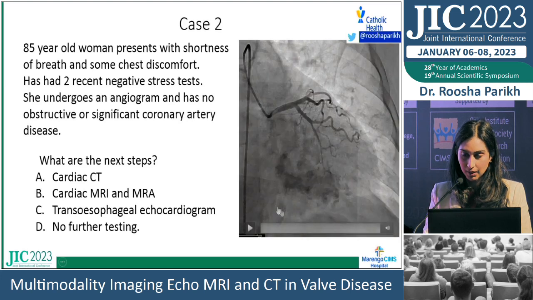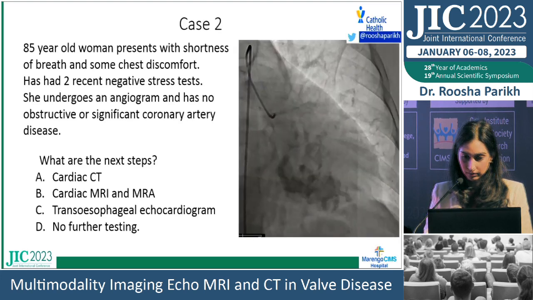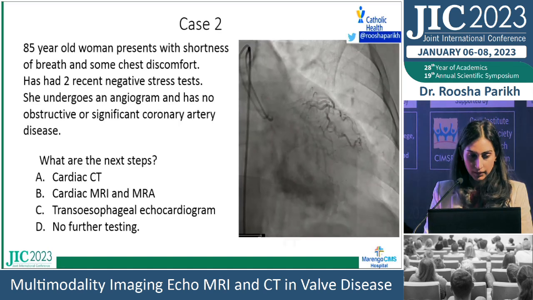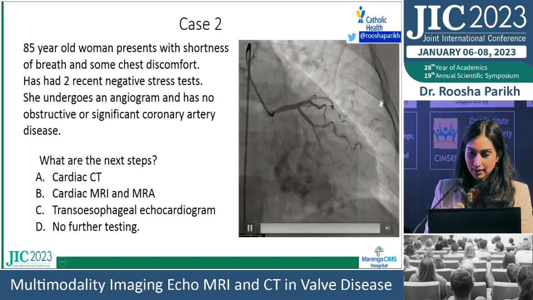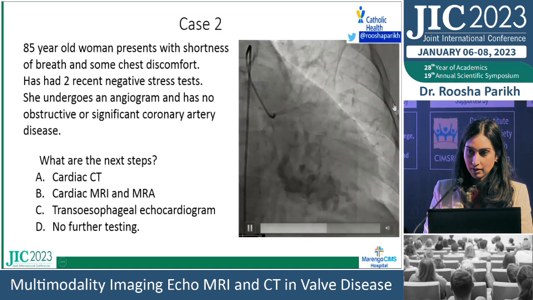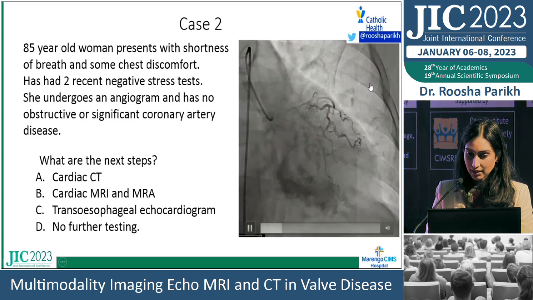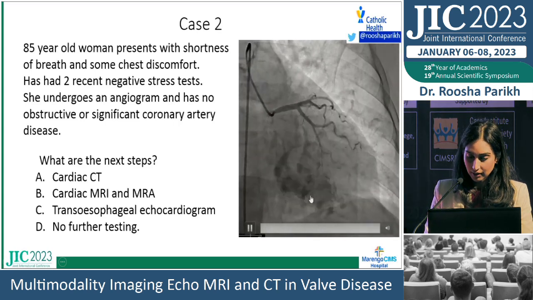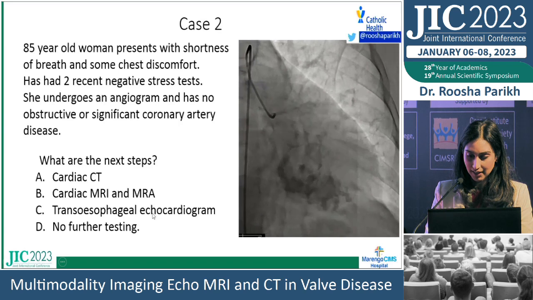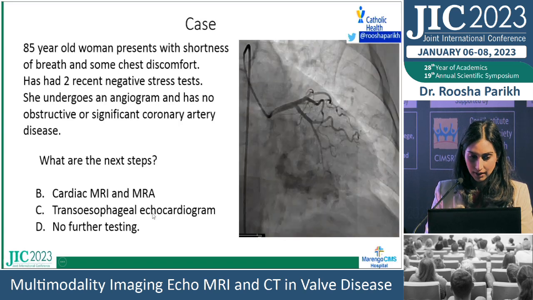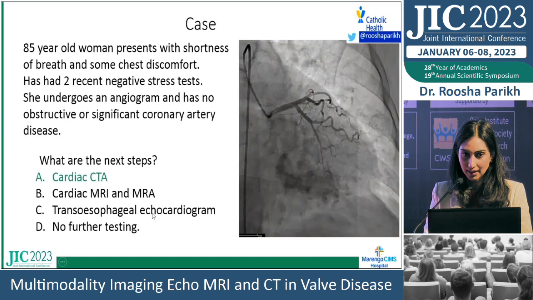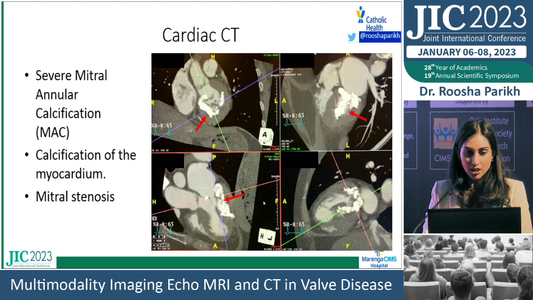So you can see something abnormal going around here. So a hint, these are the ribs. Ribs are bones and high calcification. This should give you some suspicion of calcification here. The correct answer is cardiac CTA, and we'll go over why. So this patient underwent a cardiac CTA. There was concern for calcification.